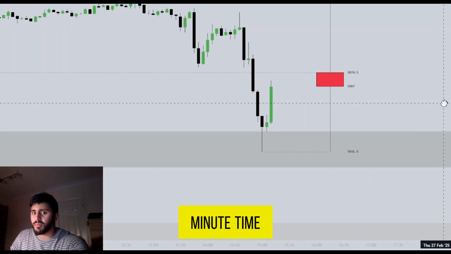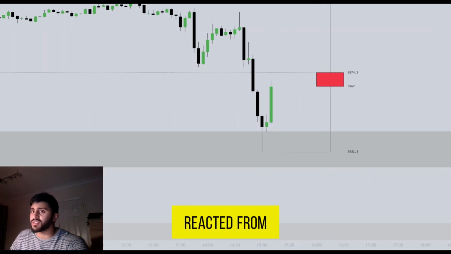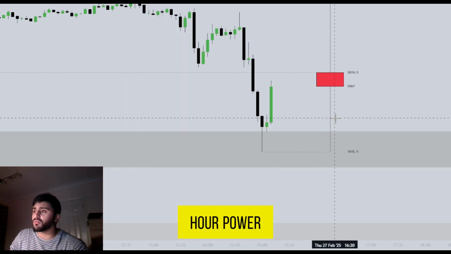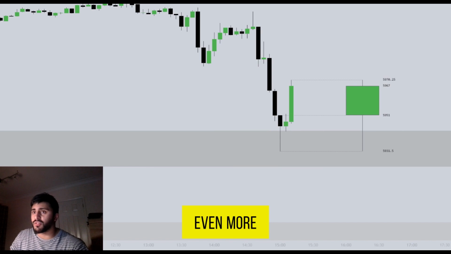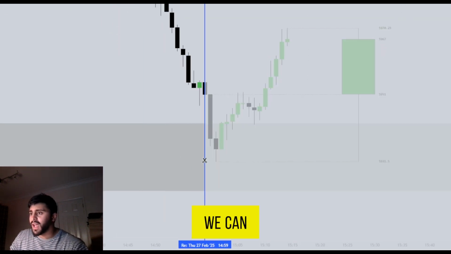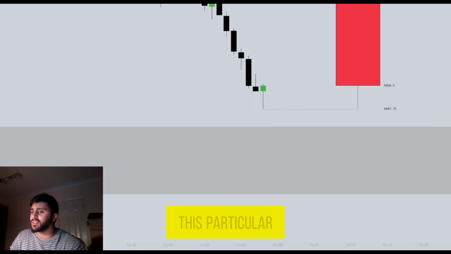On the 5-minute time frame, I like to see how price has reacted from this area. It is on the lower time frames that I now use the 4-hour power of 3. So the 4-hour power of 3 is even more interesting, right? Let's head down to the 1-minute time frame. On the 1-minute time frame, we can analyze how price has behaved in this particular region, right?